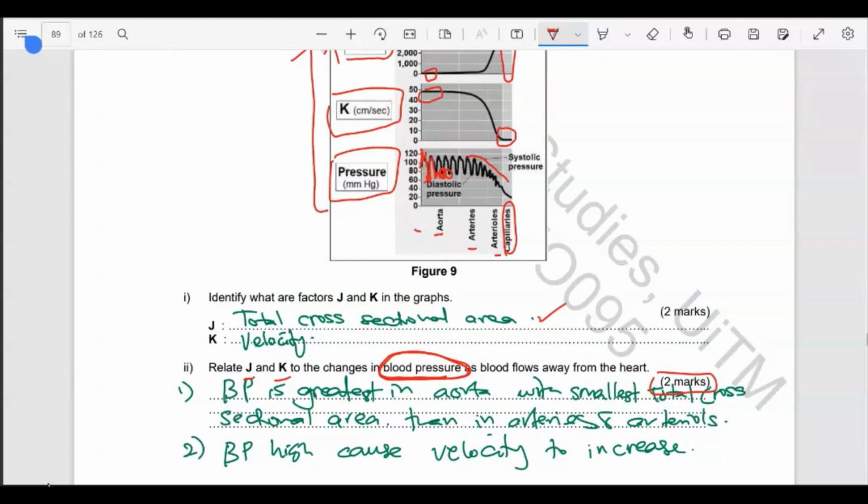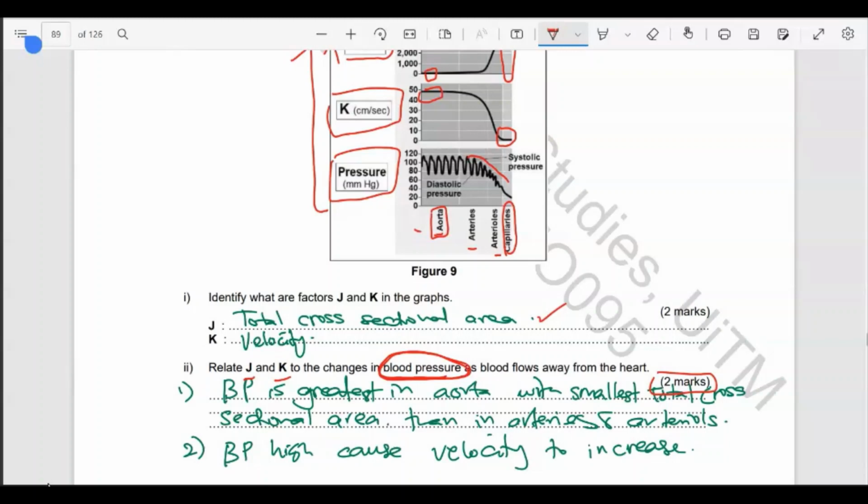So if you observe in the graph, so let me just delete this. Blood pressure is the greatest in the aorta. Okay, in the aorta, because the blood is just pumped out from the heart by the ventricle.